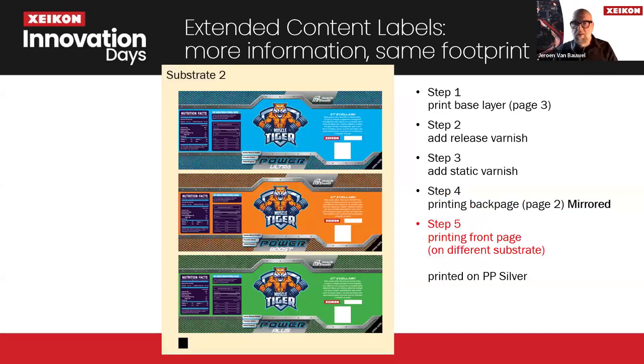On a different substrate, in the meantime, in our example, we used a metallized PP label substrate. We printed the front label. And for the sample, we used different SKUs. We could print 3 SKUs next to each other on the web width. It's digital printing, so we could also change the SKUs over the print length. So we printed different SKUs, and we're almost there.